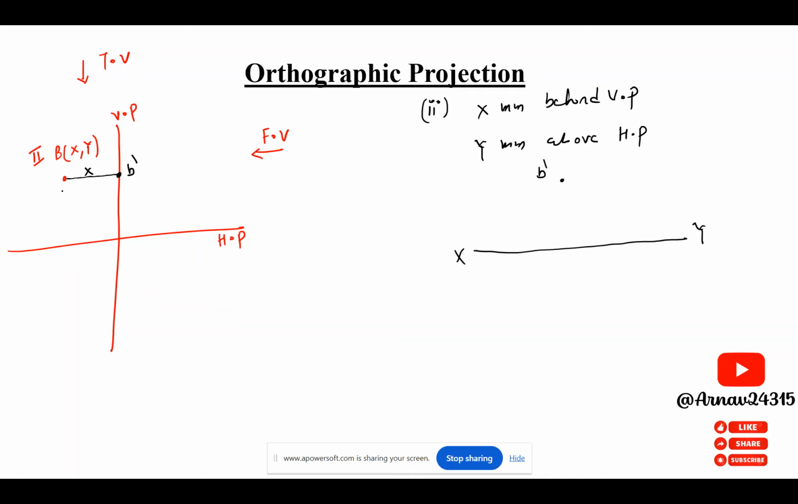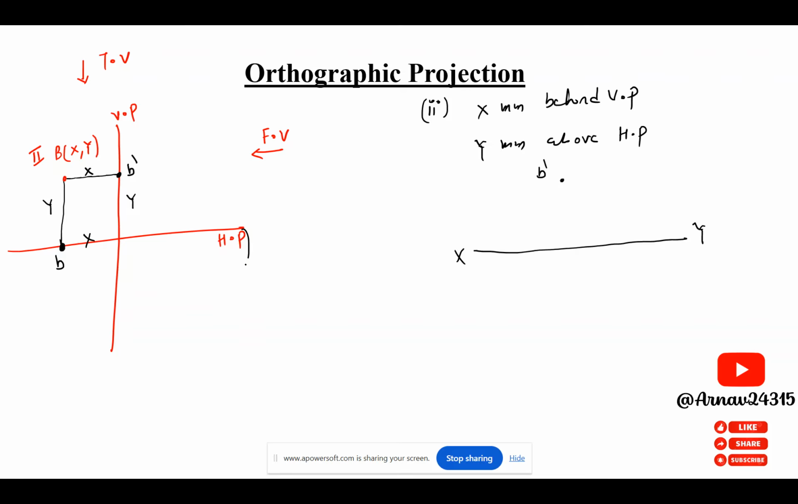So this is obviously, how much mm? This is nothing but y mm. So this is parallel, so how many mm above will it appear? Y mm. Now if I see from the top, I will be able to see the projection on the horizontal plane, and what will be the name of this? This will obviously be small b, and this distance is again x.